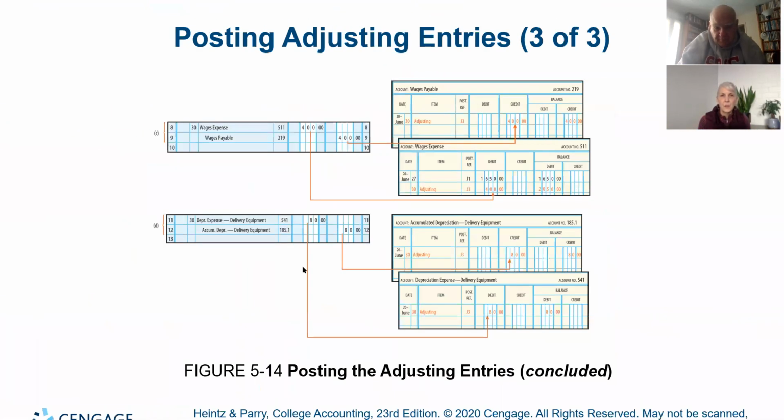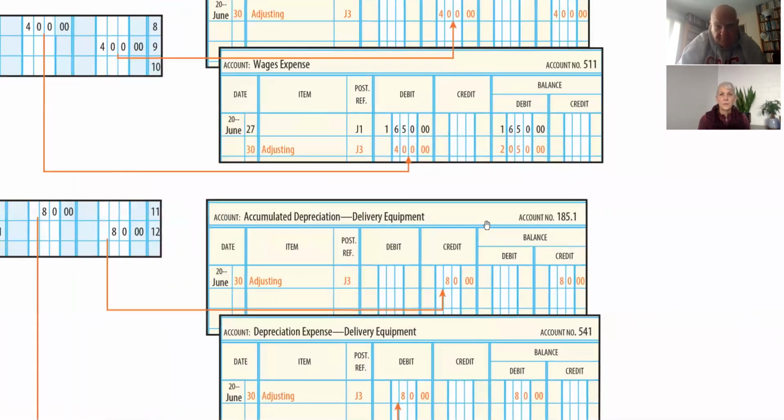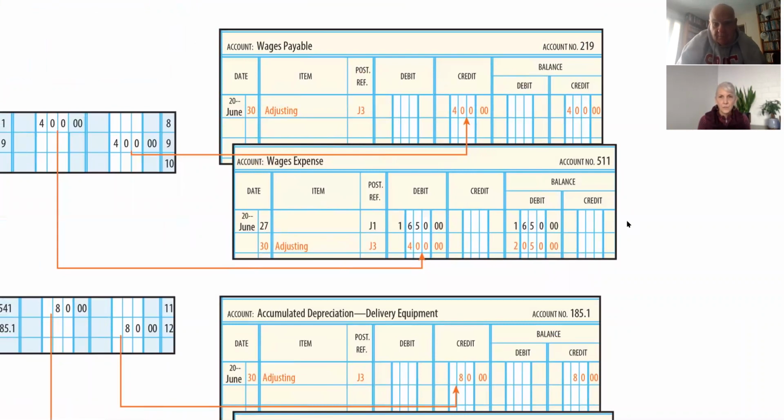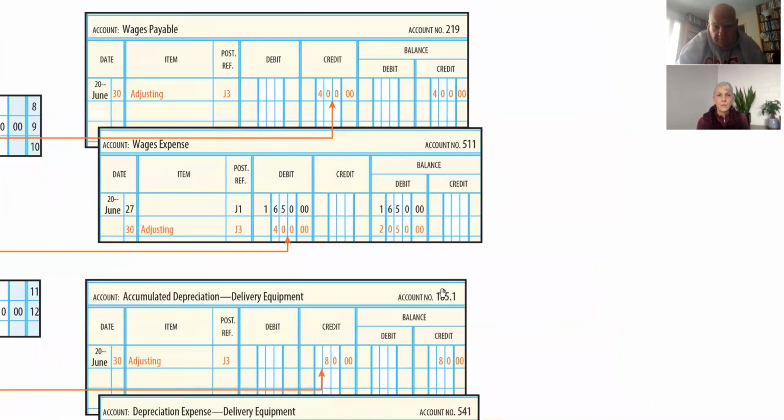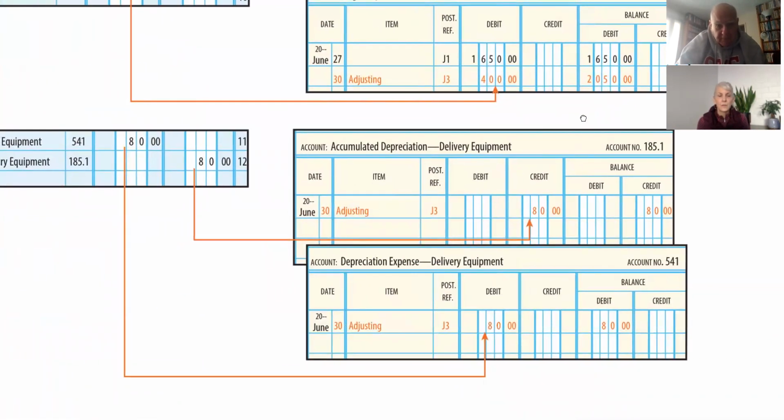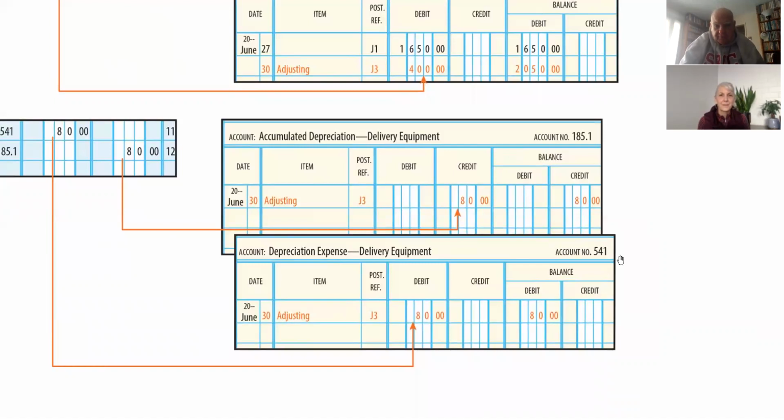Oops, I'm sorry, I'm moving this all around here. Fine. Debit the expense, credit the payable. And I don't think we have a problem with accumulated depreciation. It's funny how this thing doesn't want to move. Okay, take a look at that entry there. Debit the depreciation expense and credit the accumulated depreciation.